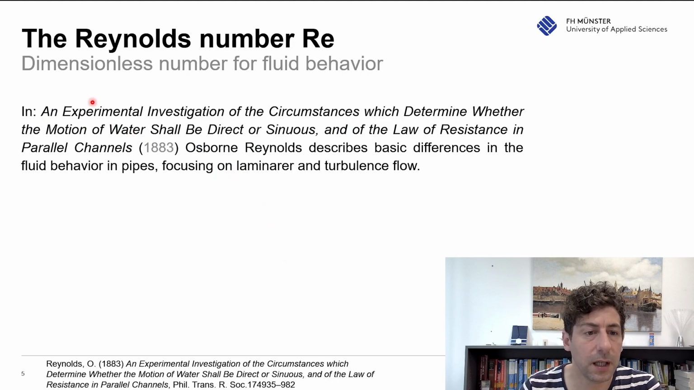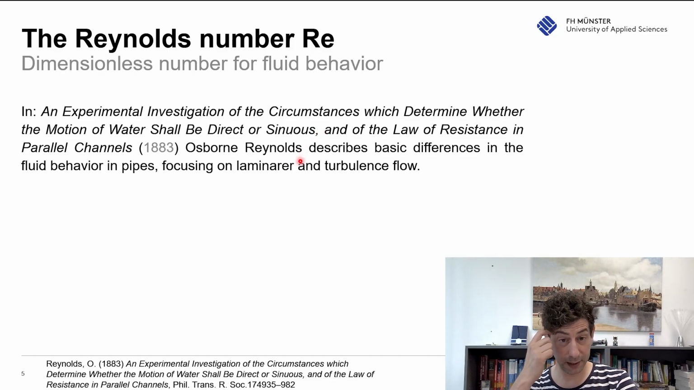And the Reynolds number was basically described by Osborne Reynolds in his very famous paper, An Experimental Investigation of the Circumstances which determine whether the motion of water shall be direct or sinuous, and the law of resistance in parallel channels. So basically, in this paper he described the basic difference in the fluid behavior in pipes, focusing on laminar and turbulent flow. And the laminar and turbulent flow is what he calls here direct and sinuous. And I really recommend to read this paper. It's an amazing paper, and these really basic papers are very worth reading.